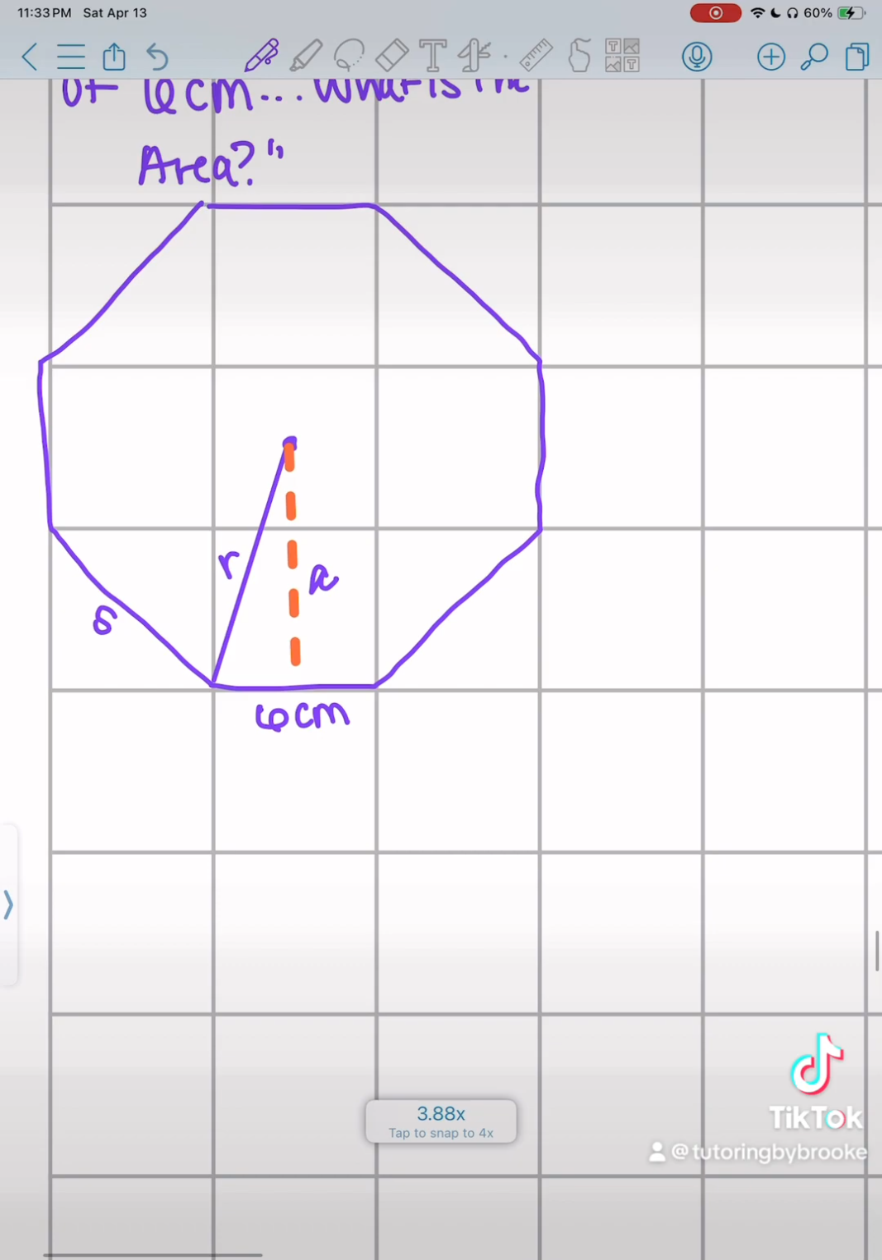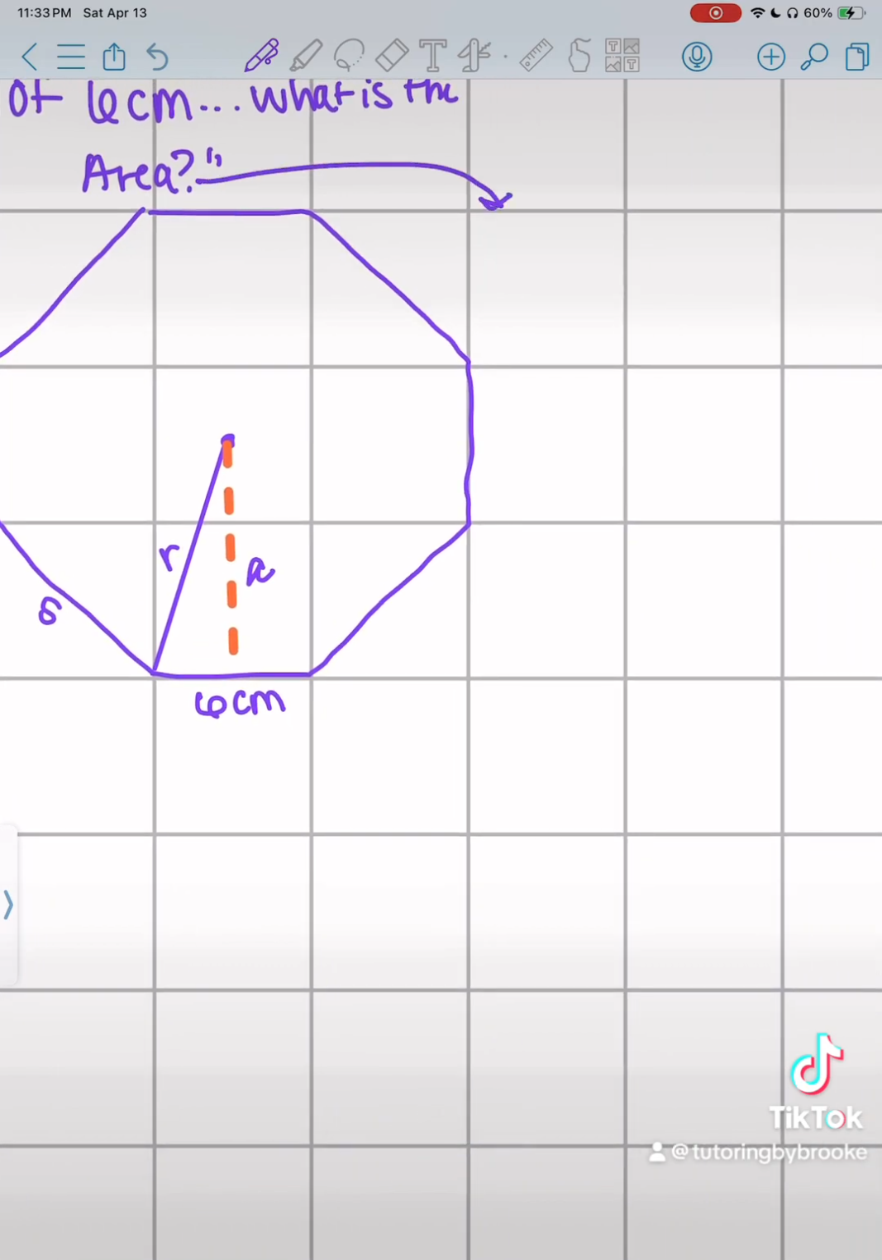We know that an apothem goes from the center down to the middle and forms a right angle with our side. The apothem is helpful because our formula for area of a regular polygon is 1/2 apothem times perimeter. Now, the perimeter of an octagon, if all of these sides are 6 centimeters all the way around, 6 times 8, our perimeter is going to be 48. So now looking at our formula, the thing that we're missing is our apothem.